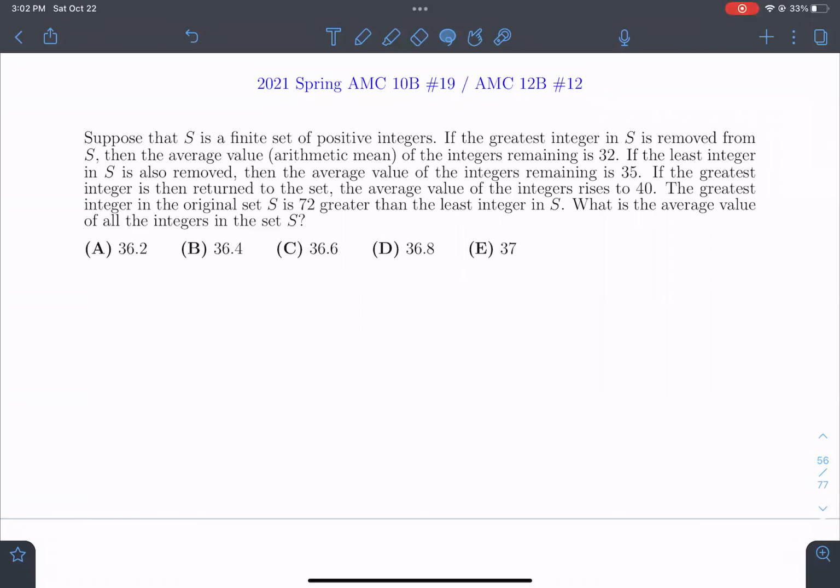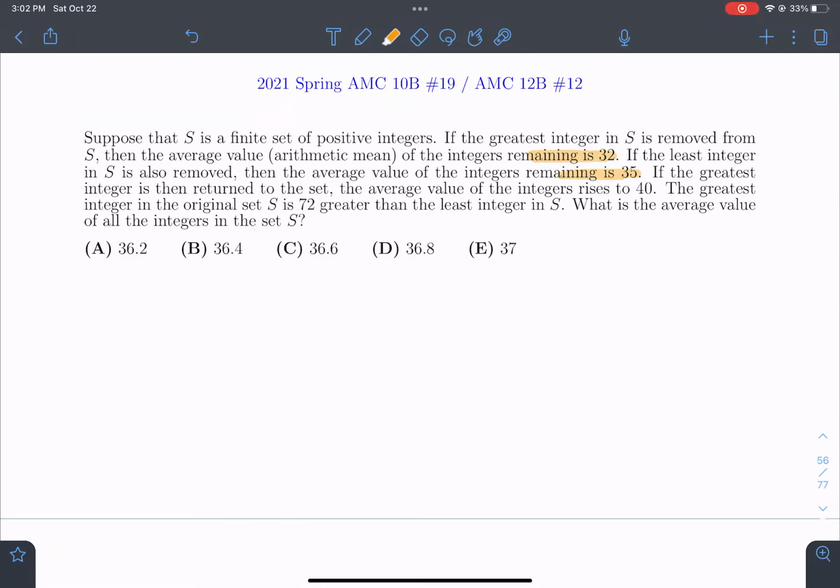Suppose that S is a finite set of positive integers. If the greatest integer in S is removed from S, then the average value of the integers remaining is 32. If the least integer in S is also removed, then the average value of the integers remaining is 35.